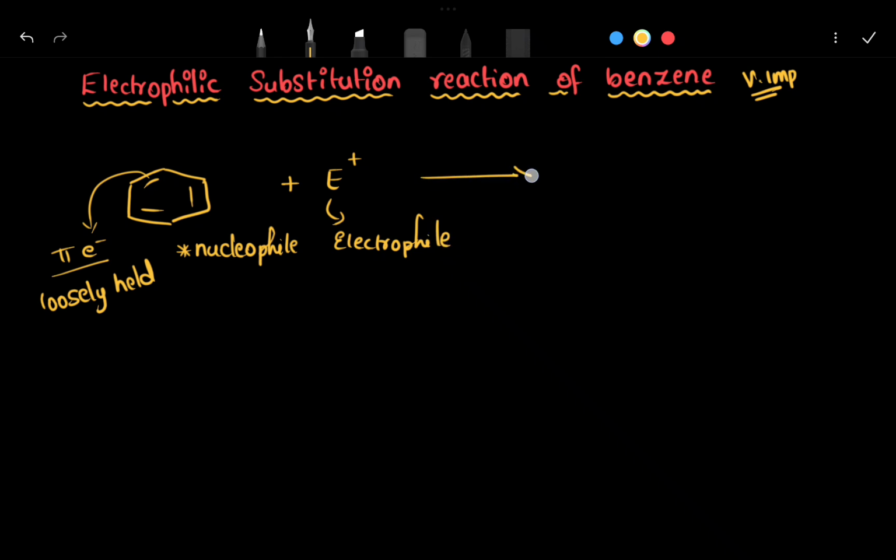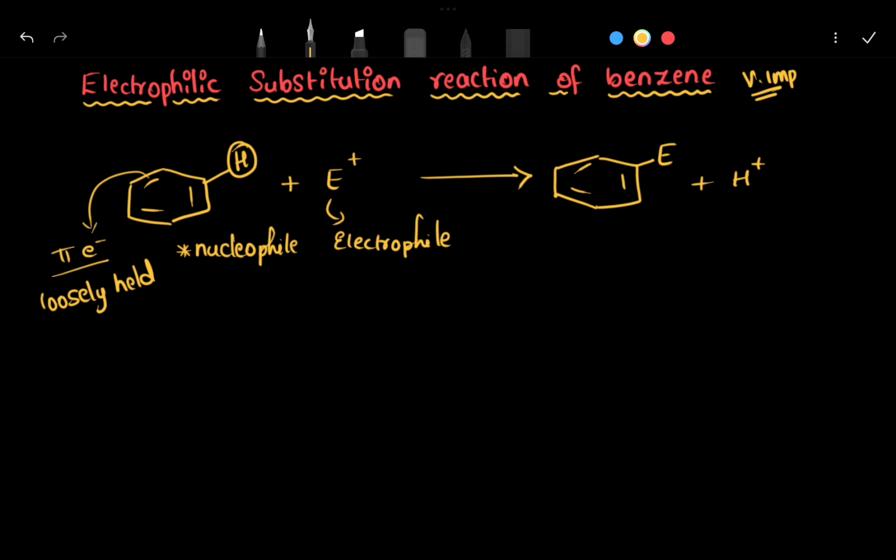Now, when this reaction takes place, what will happen? Any one of the hydrogens from this benzene will be replaced by the electrophile. So here what I'll get, in place of hydrogen, we'll be getting the electrophile by the loss of that hydrogen. So this is the general reaction for electrophilic substitution reactions.